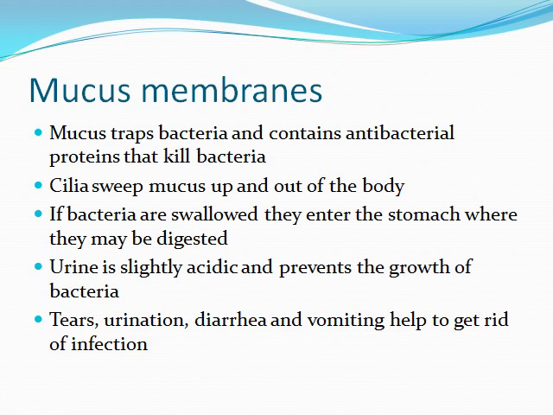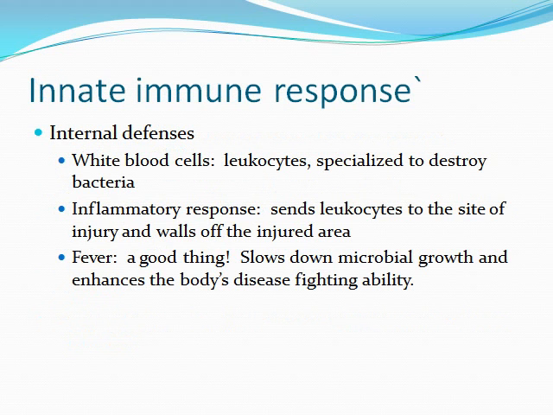Urine is slightly acidic, and that prevents the growth of bacteria, so it helps protect you against urinary tract infections, kidney infections. Then you have tears and urination, diarrhea, and vomiting. All those, if you get an infection, help to get rid of those infection agents.